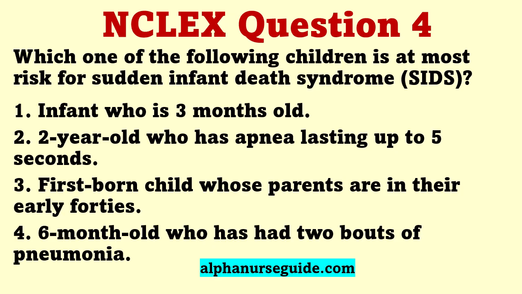The correct answer is 1. The highest incidence of SIDS occurs in infants between ages 2 and 4 months. About 90% of SIDS occurs before the age of 6 months. Apnea lasting longer than 20 seconds has also been associated with a higher incidence of SIDS. SIDS occurs with higher frequency in families where a child in the family has already died of SIDS, but the age of the parents has not been shown to contribute to SIDS. A respiratory infection such as pneumonia has not been shown to cause a higher incidence of SIDS.